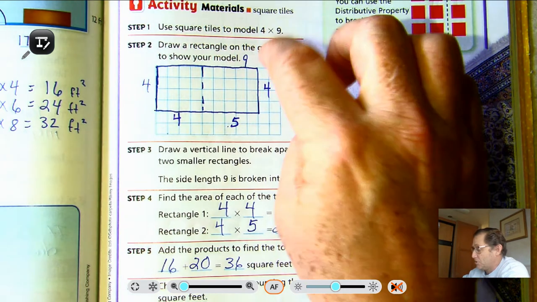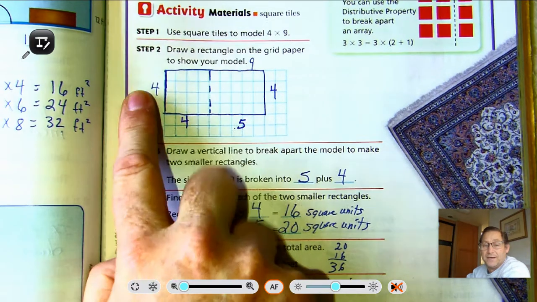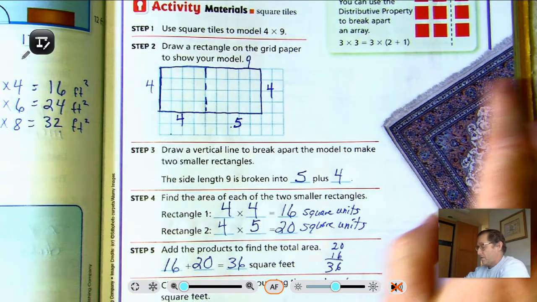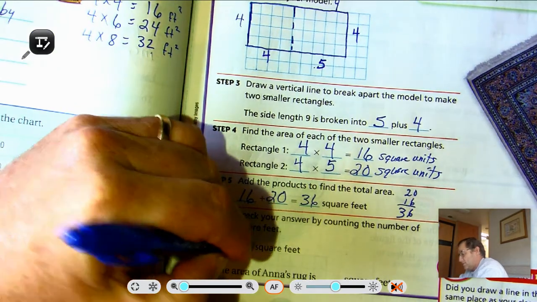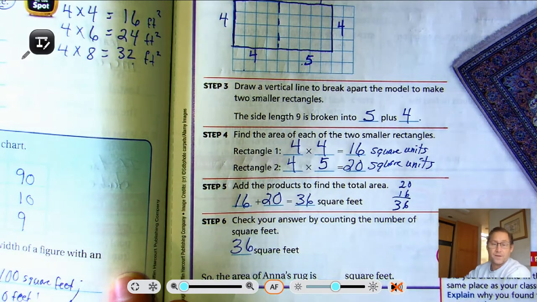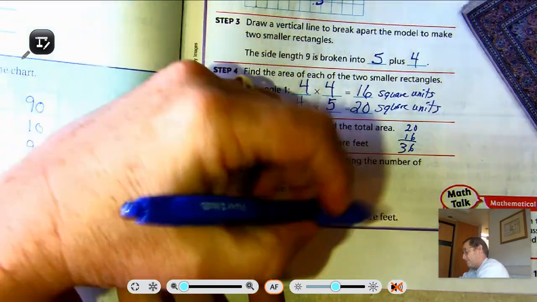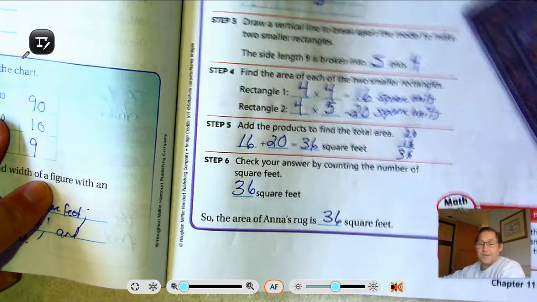Okay, we're taking a larger number, breaking it up into two smaller numbers, and multiplying by the other factor. All right, so 36 square feet. Okay, so the area of her rug is 36 square feet. All right, page 484.